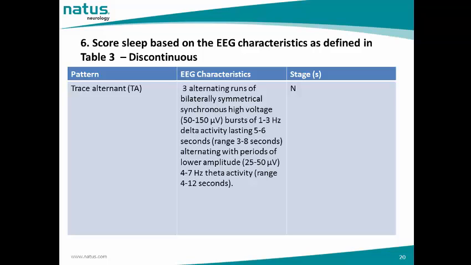by the appearance of the trace alternant rhythm, that is characterized by at least 3 alternating runs of bilateral symmetrical synchronous high voltage bursts of delta activity alternating with periods of lower amplitude theta activity.